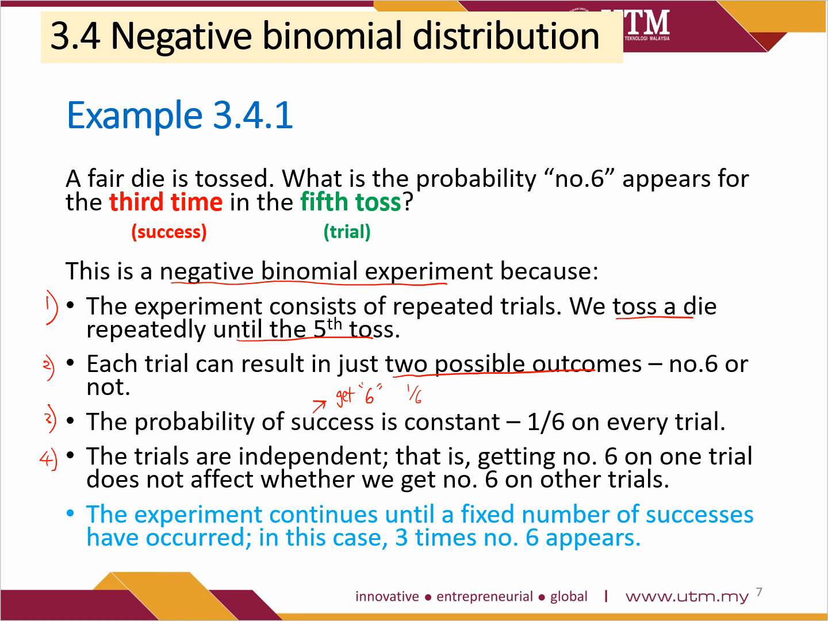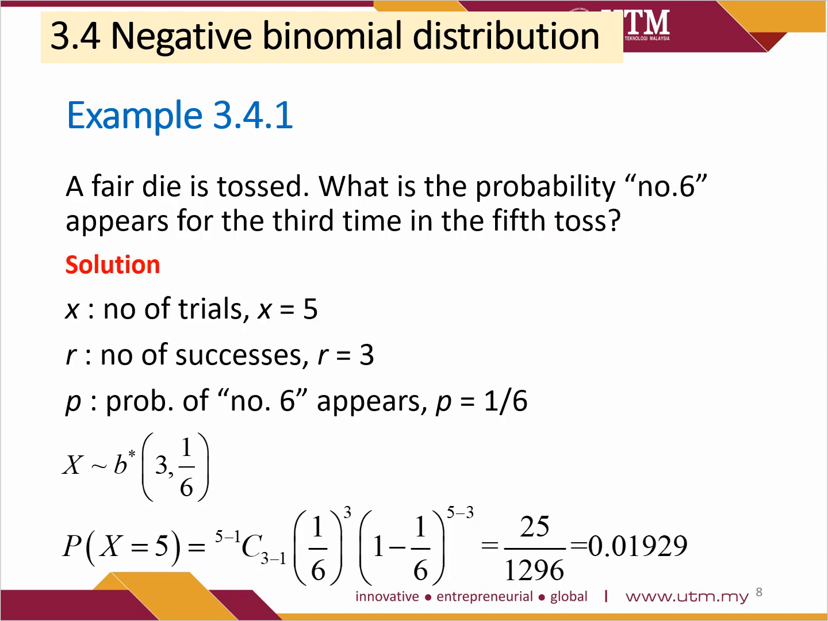Okay, so in summary, the experiment continues until a fixed number of successes have occurred. So in this case, 3 times number 6 appears. So this would be our number of successes and this would be our number of trials. So how can we write this in the mathematical way? So this is our success, where this is our trials.